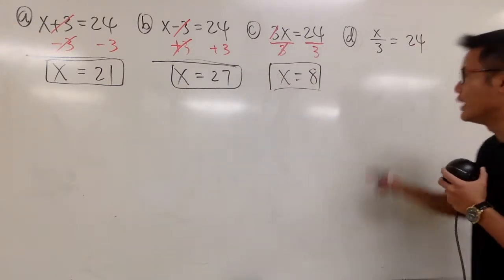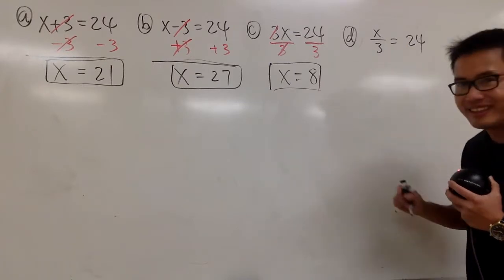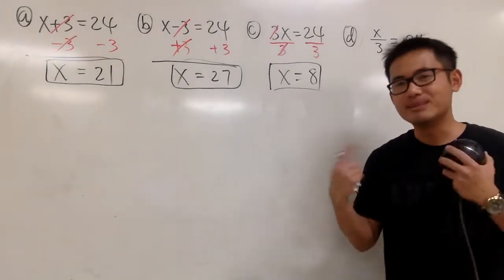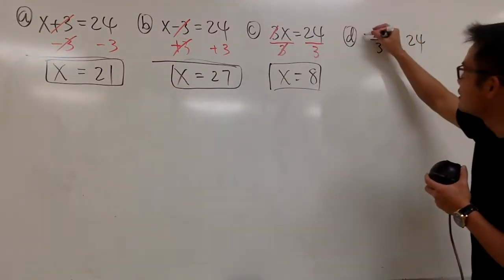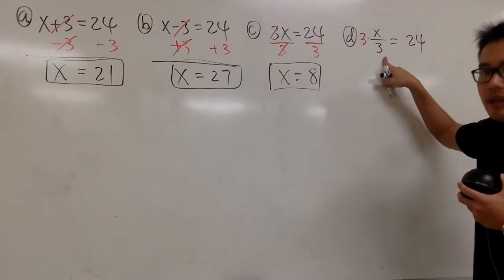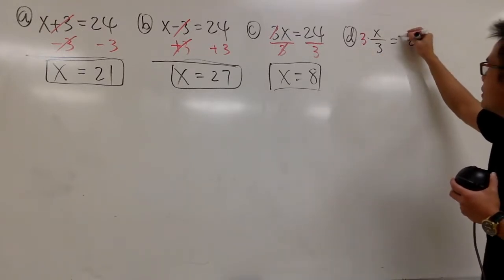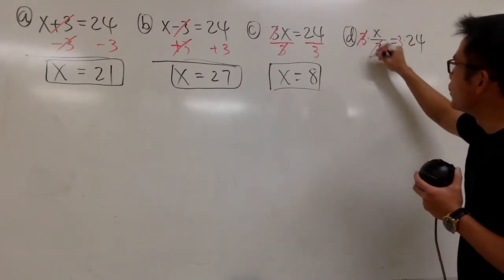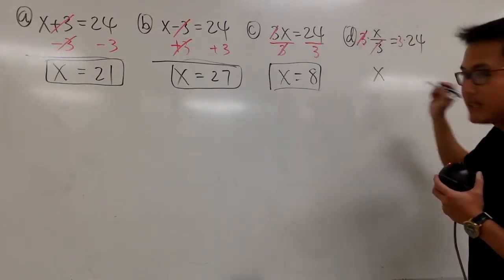Lastly, what if we have x divided by 3 already, and that's equal to 24? The opposite of division is multiplication. So we have to multiply. Let's multiply by 3. Let's write it down this way. 3 times this, and I will also put down 3 times that. This way, the 3 and 3 will cancel, and we just get the x by itself.